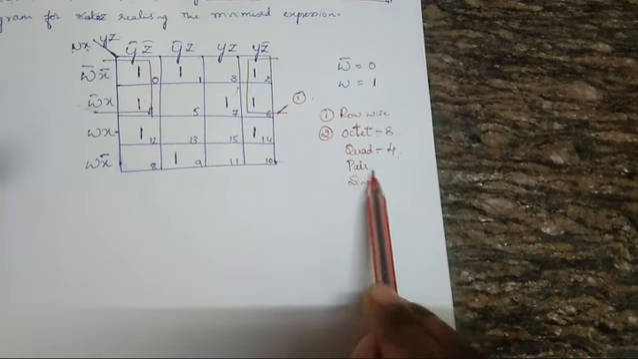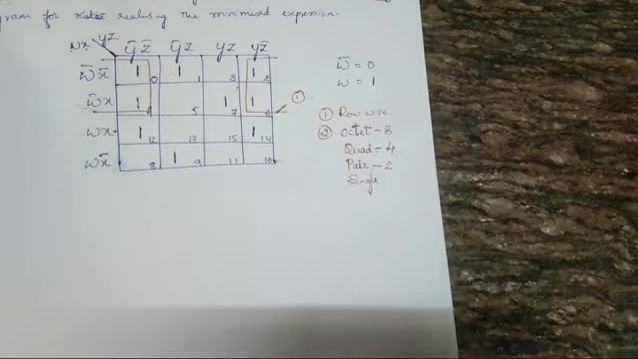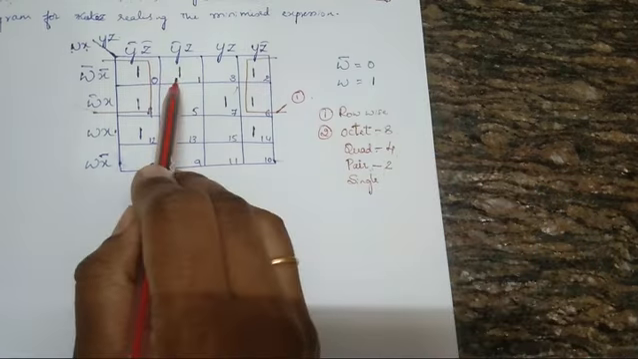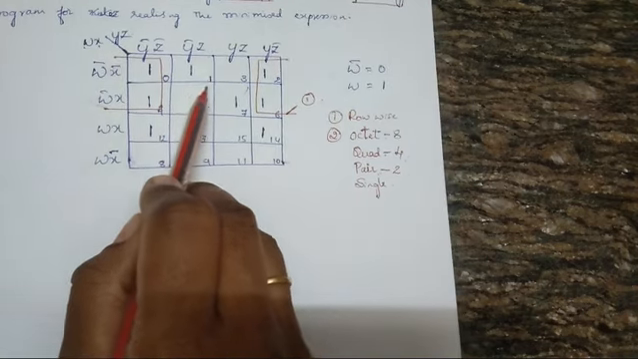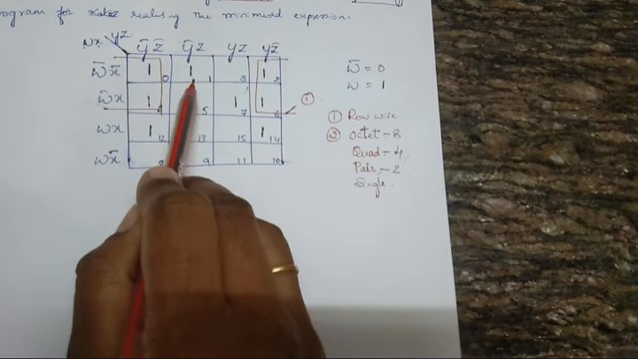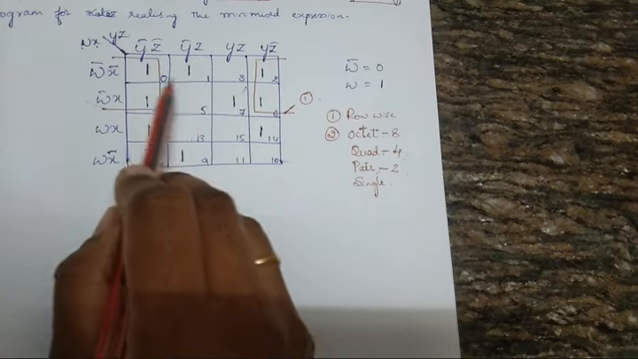Next, since I am not able to make a quad, I'll go for trying to make a pair. I'll try to find a pair for this one which is in cell number 1. So for this one, try to make a pair. For this one, I can make a pair like this.